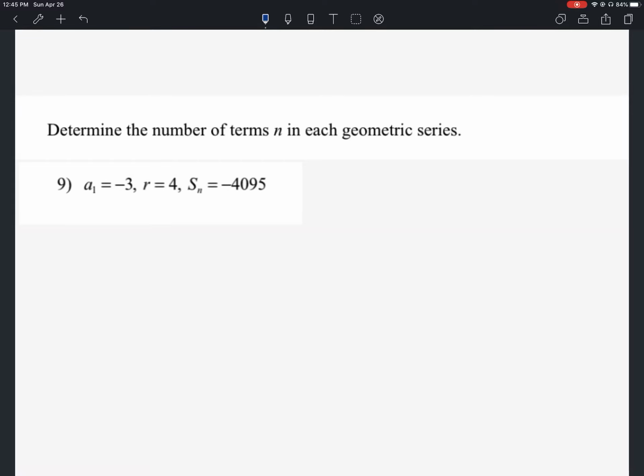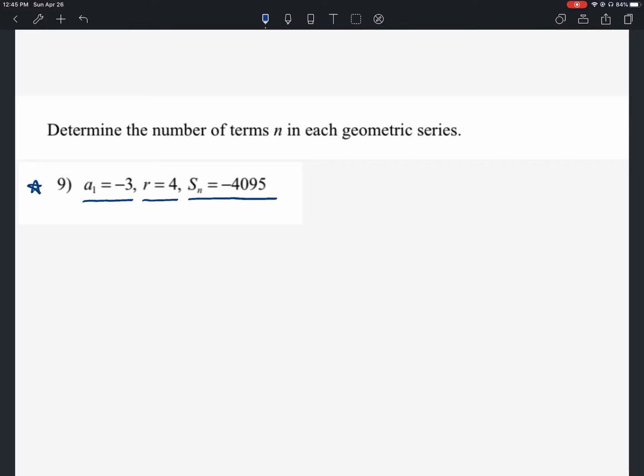This is problem number 9 from the H10-7 homework. The directions are now asking us to determine the number of terms n in each geometric series. So for problem 9, they're describing this series with the first term is -3, the multiplier is 4, and then it says the sum of n number of terms is -4,095.